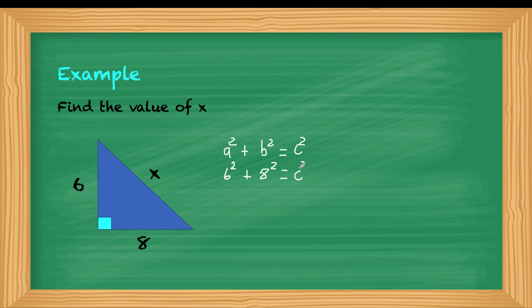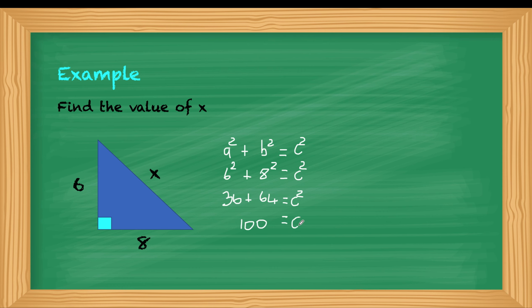Alright? Now, when I square 6, 6 multiplied by itself will give me 36, and 8 multiplied by itself will give me 64, and we are still on the hunt of finding our c. Alright? Now, when I add 36 plus 64, I would get 100, and it will still be equal to c squared.